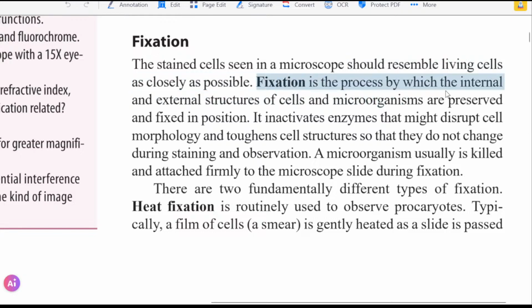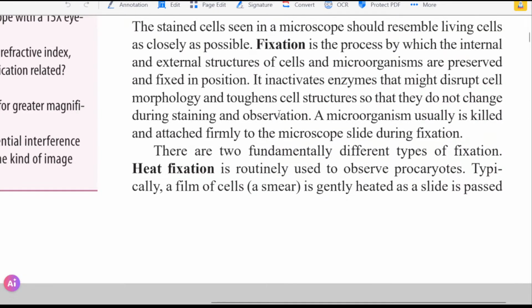Fixation is the process by which the internal and external structures of the cells and microorganisms are preserved and fixed in a position. Exactly. It preserves it and fixes it. But the thing that they added is the internal structures and the external structures. Both these structures, I mean the organelles, or you can say the cell membrane, cell walls, or anything, it is still in a freezing point. I'm talking about freezing because I watched a lot of movies about time stopping.